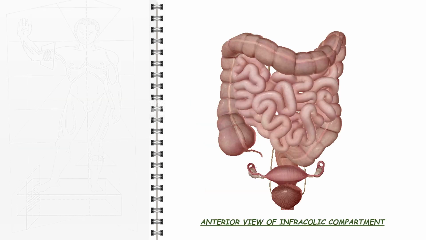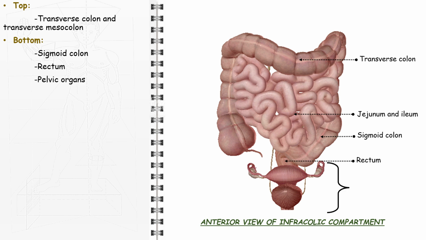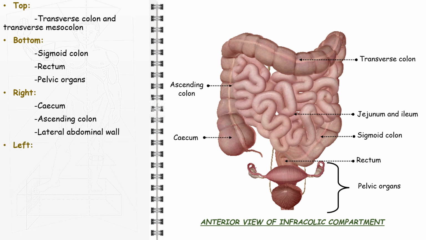At the top, they are overlaid by the transverse colon and mesocolon. At the bottom, they overlay the sigmoid colon, rectum and pelvic organs. Laterally, on the right, the ileum lies next to the cecum, ascending colon and the lateral abdominal wall, and, on the left, the jejunum next to the descending colon and the left lateral abdominal wall.